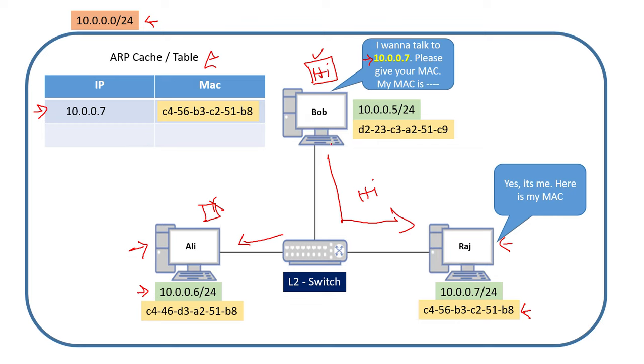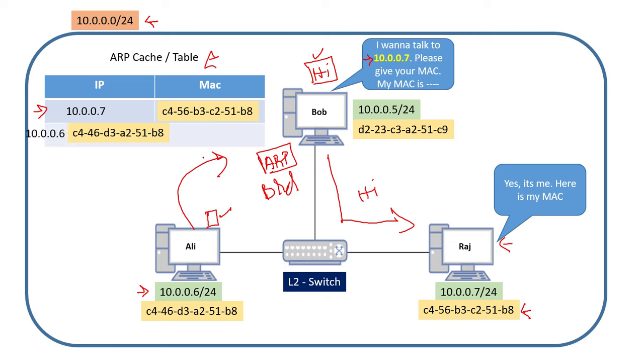Bob will send the ARP broadcast, the ARP request, which is the broadcast message. The broadcast message will be received by Ali, and Ali will say, oh yes, it's mine. Then Ali will send his MAC address to Bob, and Bob will record that in its ARP cache. And then the communication will happen.